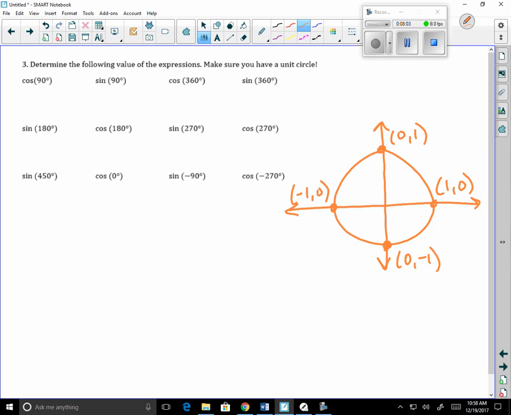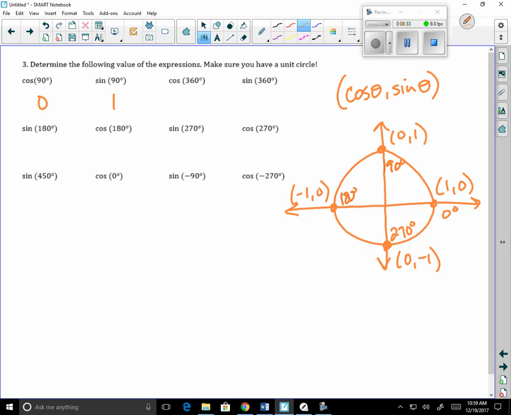I also know that at each one of those locations we're at a degree value: 0 degrees, 90, 180, and 270. And any point on the unit circle is the cosine of the angle, comma, the sine of the angle. So if I want to know the cosine of 90, that's just the x-coordinate of the point at 90 degrees, so that's 0. The sine of 90 is just the y-coordinate at that point, so that's 1.